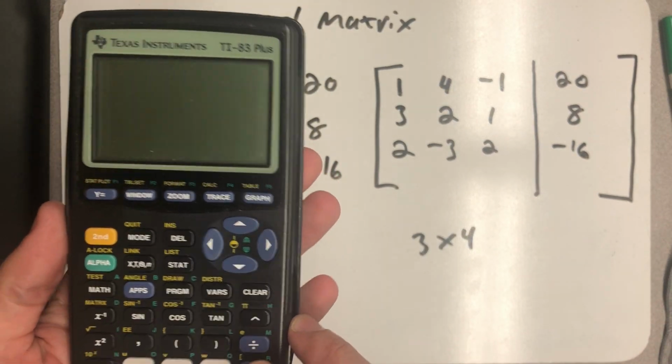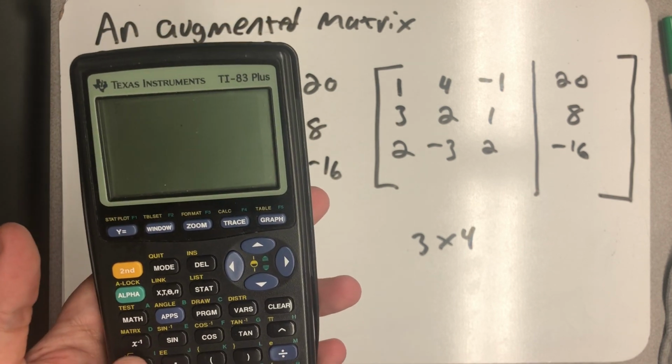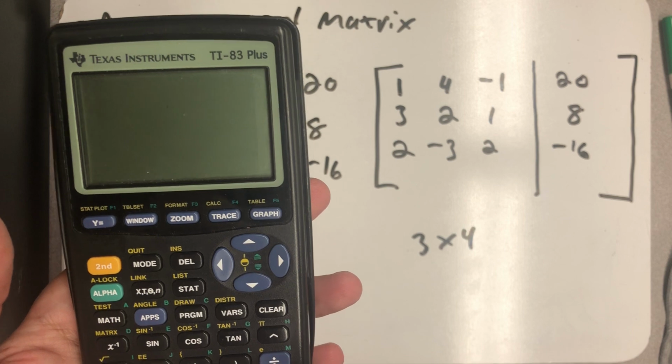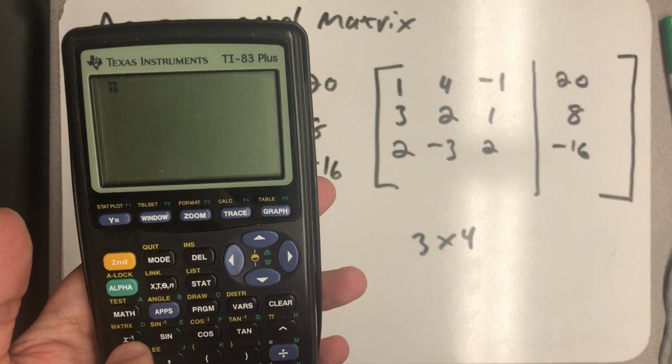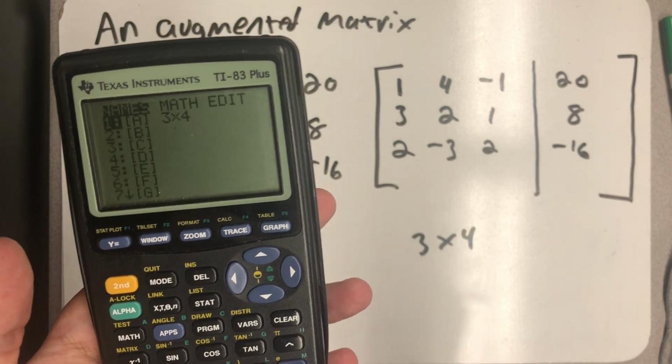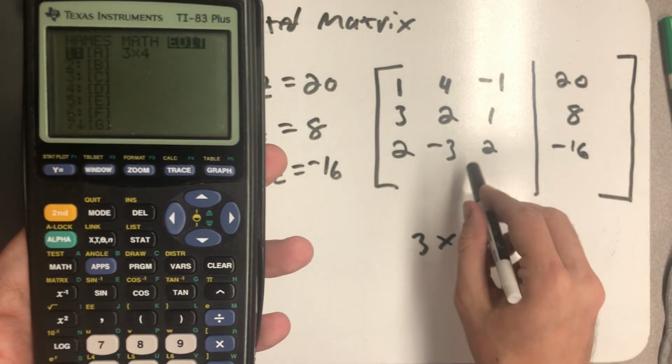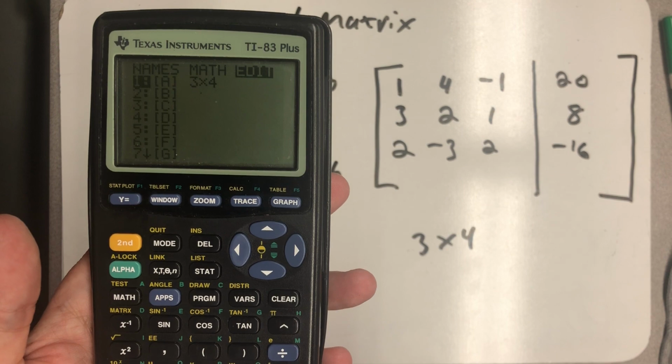And the first thing I do on my graphing calculator is I hit second, and then this button with the x to the minus first, because the word matrix is written right above it in the yellow color saying, hey, hit second, and then matrix to get into the matrix editor. And we're going to go over to edit because we need to type in this augmented matrix. I'm going to press enter.